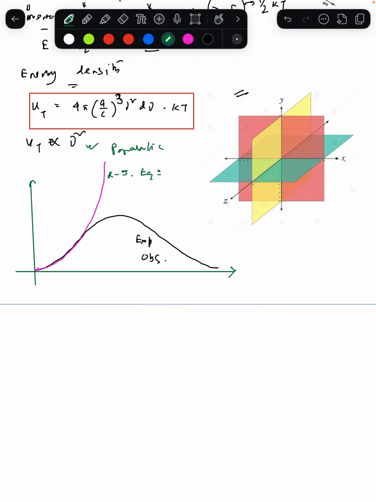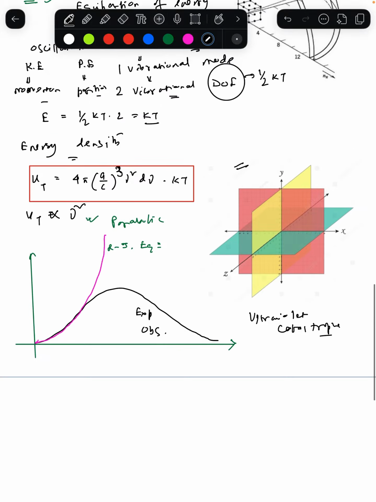So this is what the Rayleigh-Jeans equation is showing. There is a clear-cut conflict between the classical derivation and the experimental observation, and this exact conflict is called the ultraviolet catastrophe. In the next video, we will come up with how this ultraviolet catastrophe is resolved by means of quantum analysis.